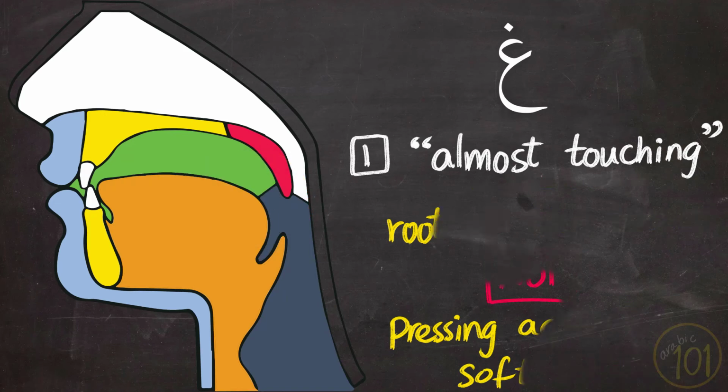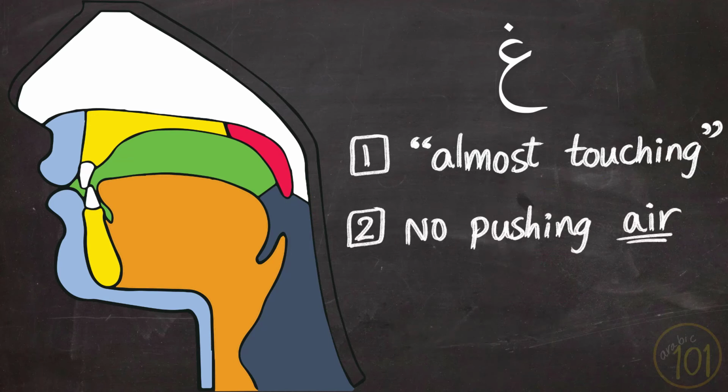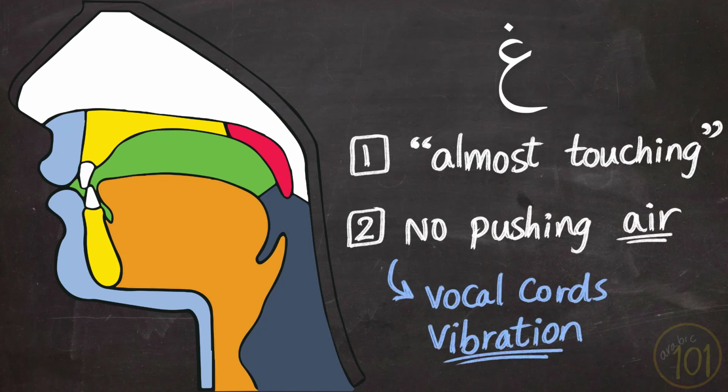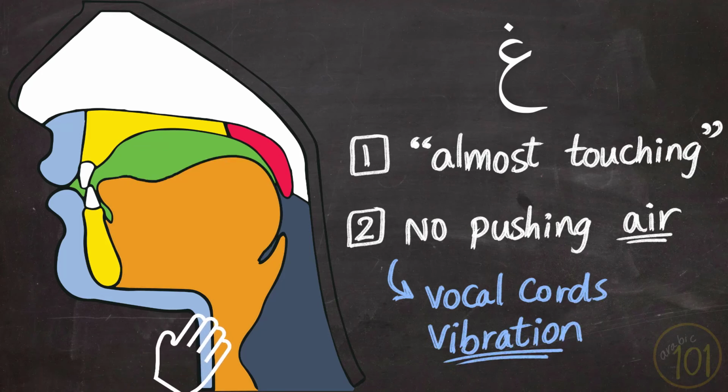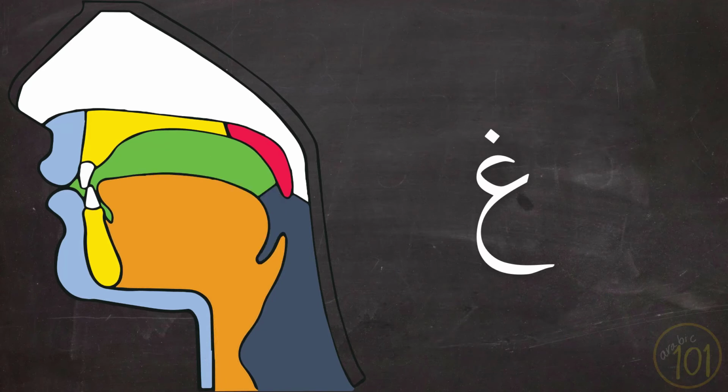The second thing is, the sound of Ghain is not produced by pushing air or breath out. It is rather produced by vibrating your vocal cords, which is something that you can feel when you touch your throat with your hand when pronouncing the Ghain. Agh, agh. You should definitely feel some vibration on your throat. So the root of the tongue is raised to the point of almost connecting to the farthest area of the soft palate, producing the Ghain.